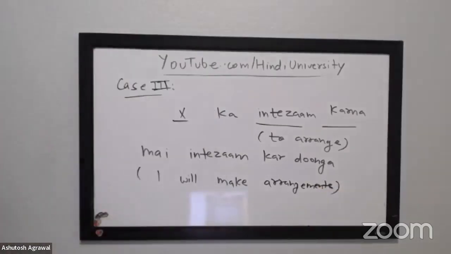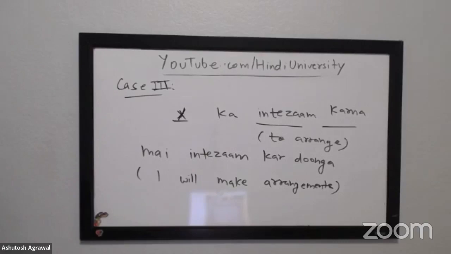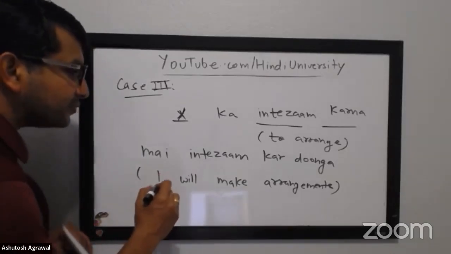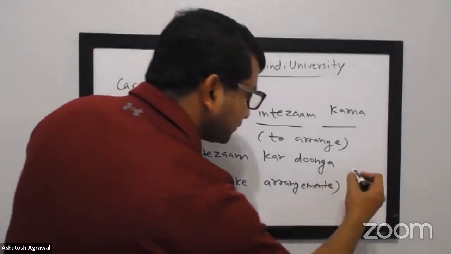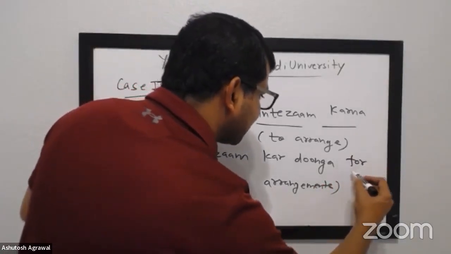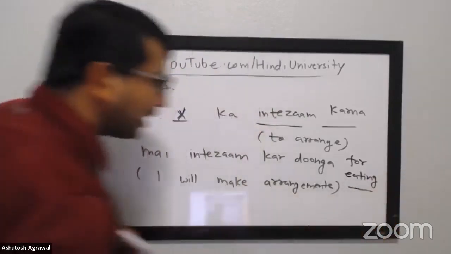Okay. So right now, I've not defined what your X is. Let's say you are asked to say you'll make arrangements for food or to eat. I'll make arrangements for food, or I'll make arrangements for eating. Again, this is a rough translation, which will not make sense. Okay, how will you say that?